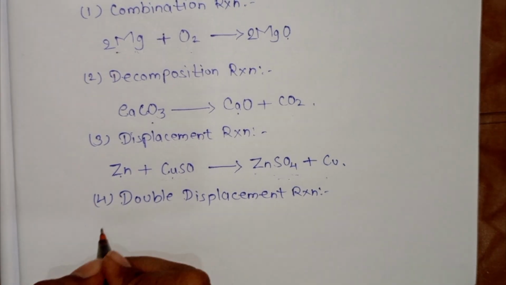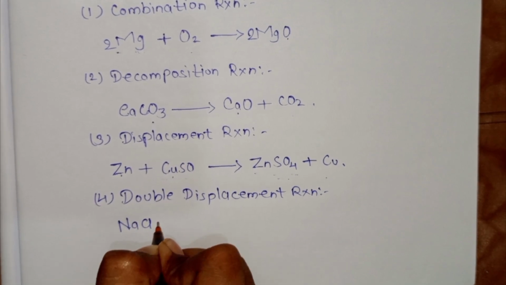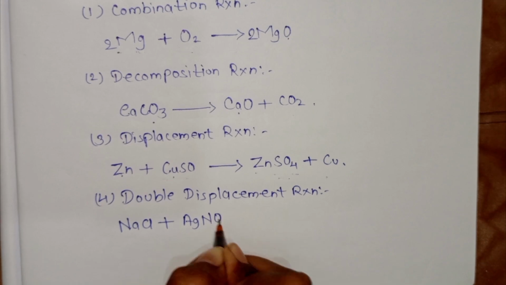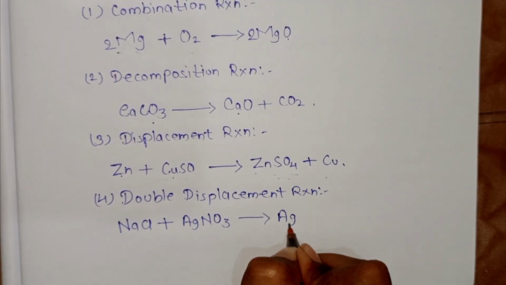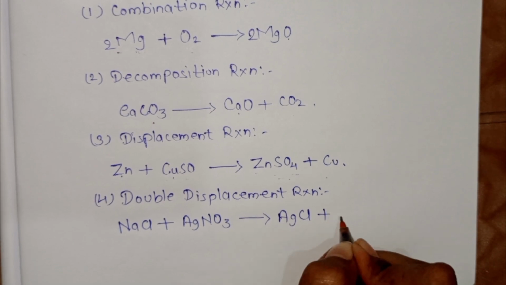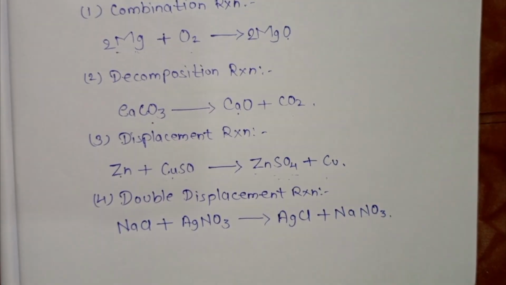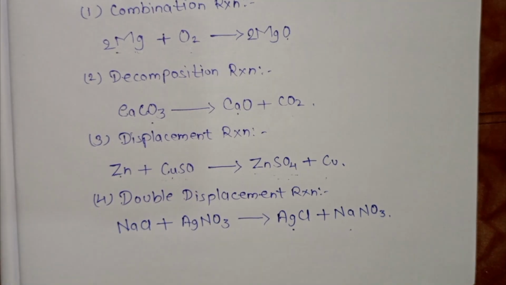Our example is when sodium chloride reacts with silver nitrate, it forms silver chloride plus sodium nitrate. Sodium chloride and silver nitrate react to form silver chloride and sodium nitrate. Both compounds switch partners, which is what makes this a double displacement reaction.